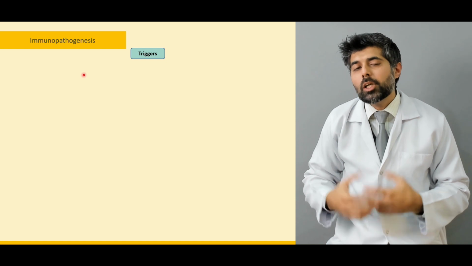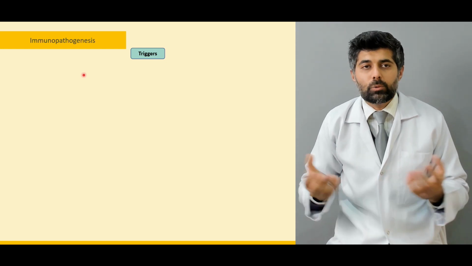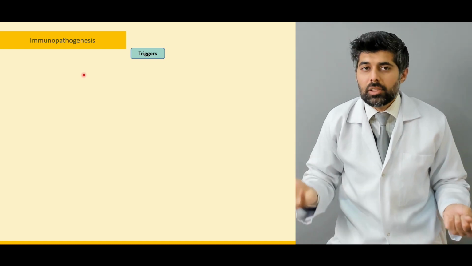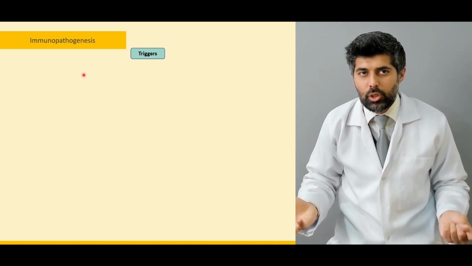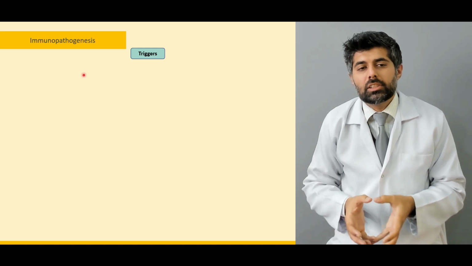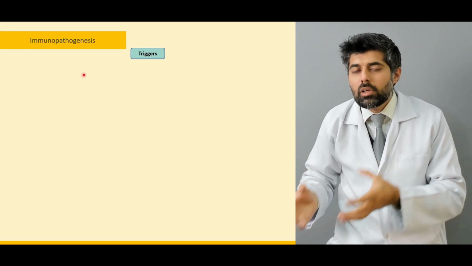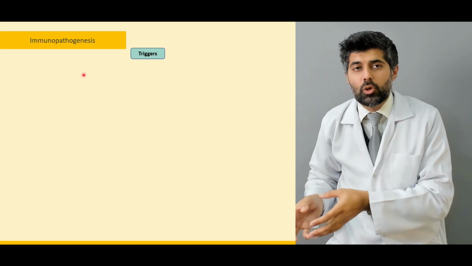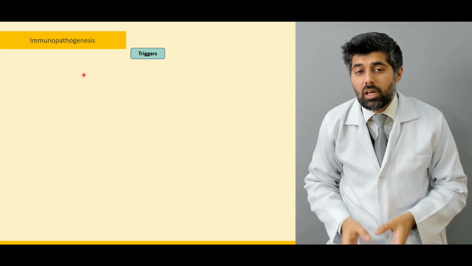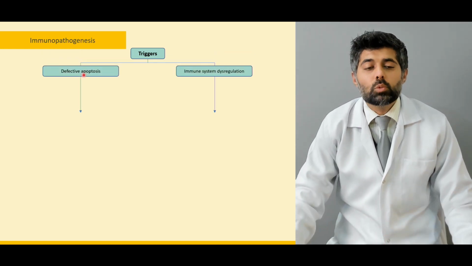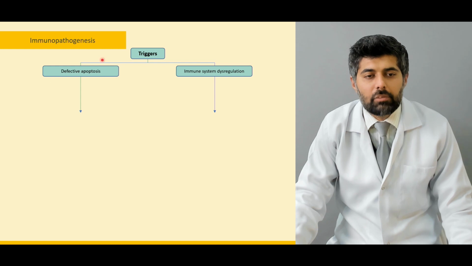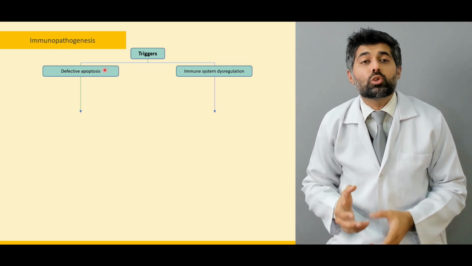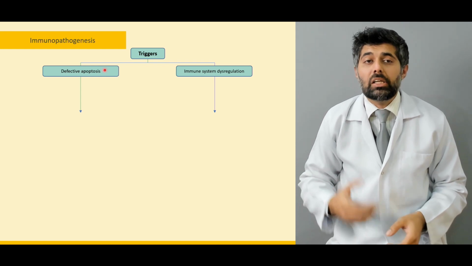Now, we know that immunity is comprised of two components. One is the innate immunity, the other is the adaptive immunity. Now, these triggers work in the activation of both the innate and the adaptive immunity. Now, what these triggers are, the first one is the defective apoptosis. Apoptosis is a process which is also called programmed cell death.